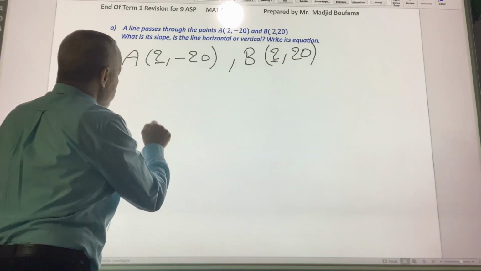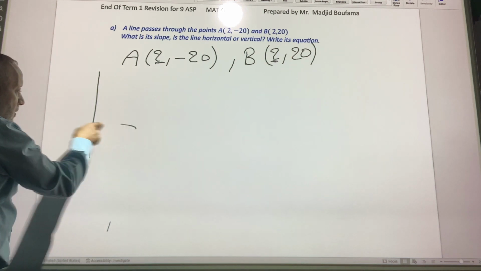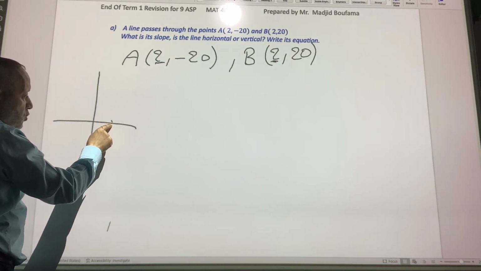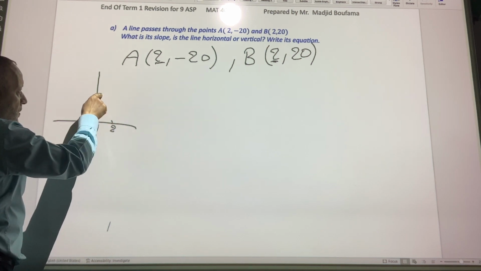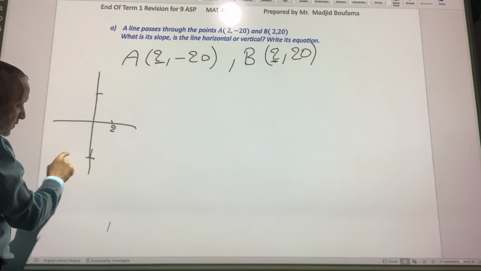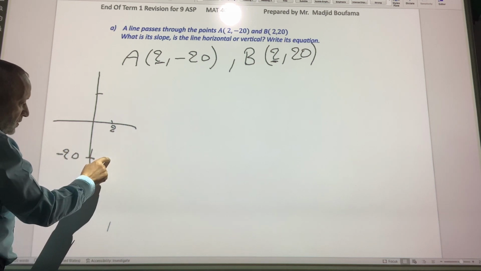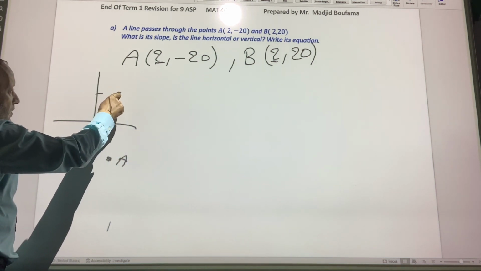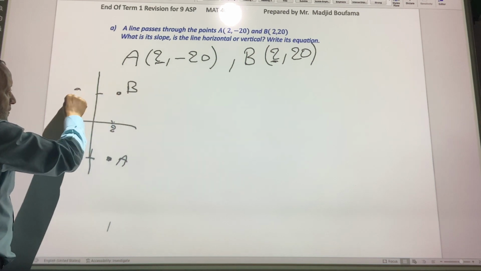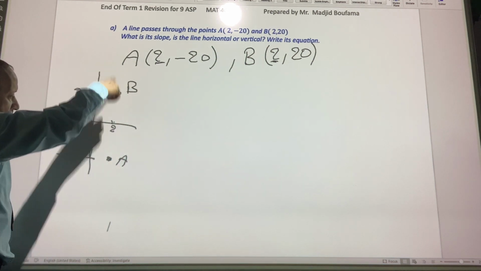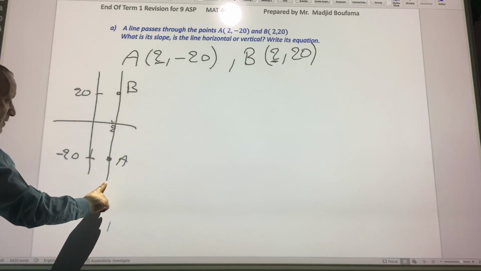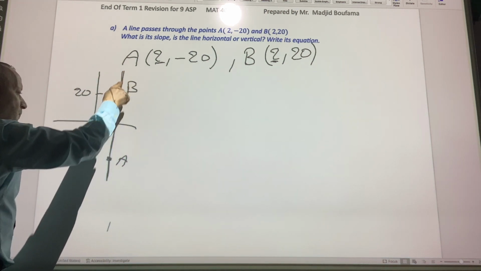So these 2 points, if I plot them, one of them is A at 2, let's say this is 2, this is negative 20, somewhere here. Okay, this is your A. If I plot B, it's 2, 20, somewhere here. This is your B. Can you see that these 2 points are on a line that is like this? This line is what type of line?